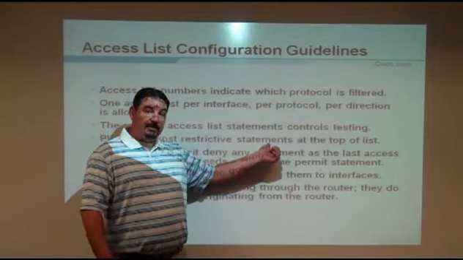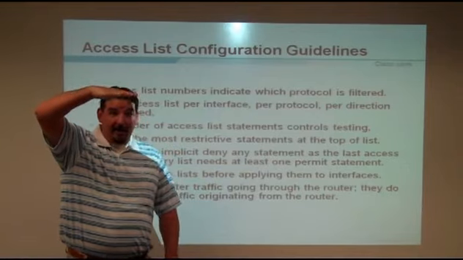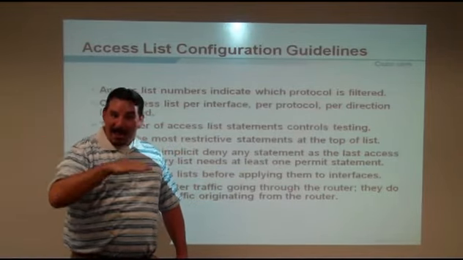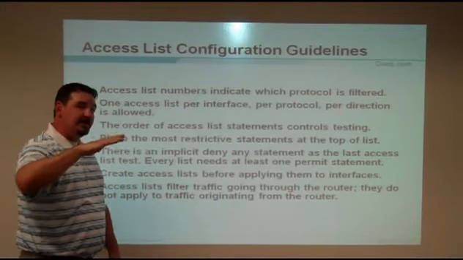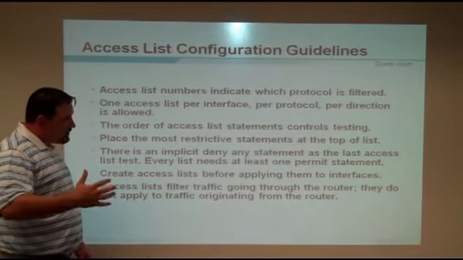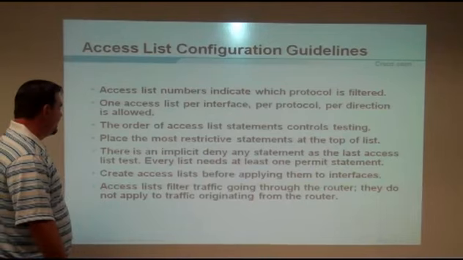If at the top of my list I say, let's permit all IP traffic, and then underneath that I start to deny traffic, well, everybody is a part of all IP traffic, so it's all permitted. So the deny statements underneath that wouldn't have anything to do with what's allowed through.